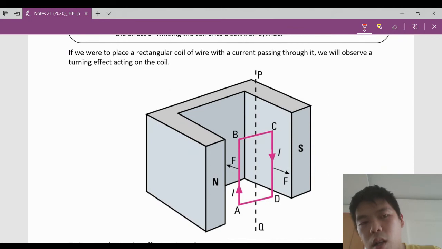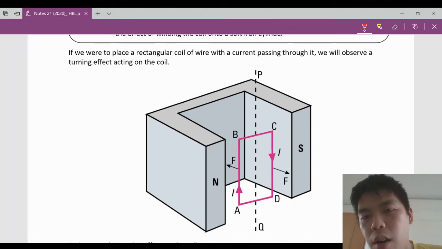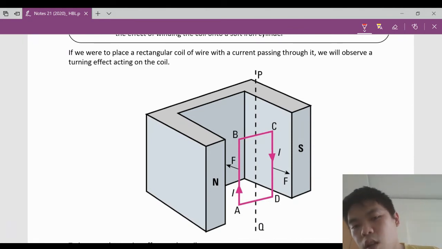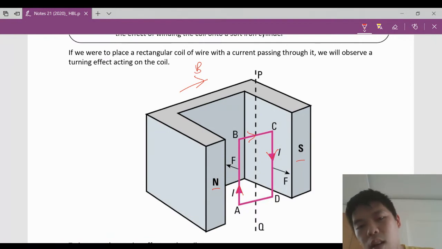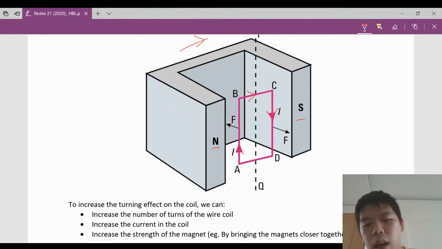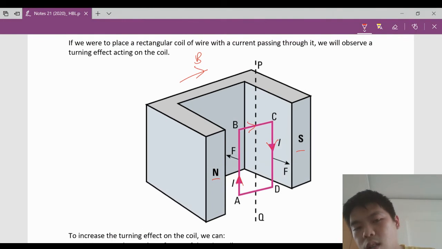We have a rectangular coil of wire with a current passing through it. So imagine the current passes in this direction. What will happen if it is placed in the magnetic field, north, south? That means the magnetic field is in this direction. The current flows around the coil, so it will have a force. So how does this work?